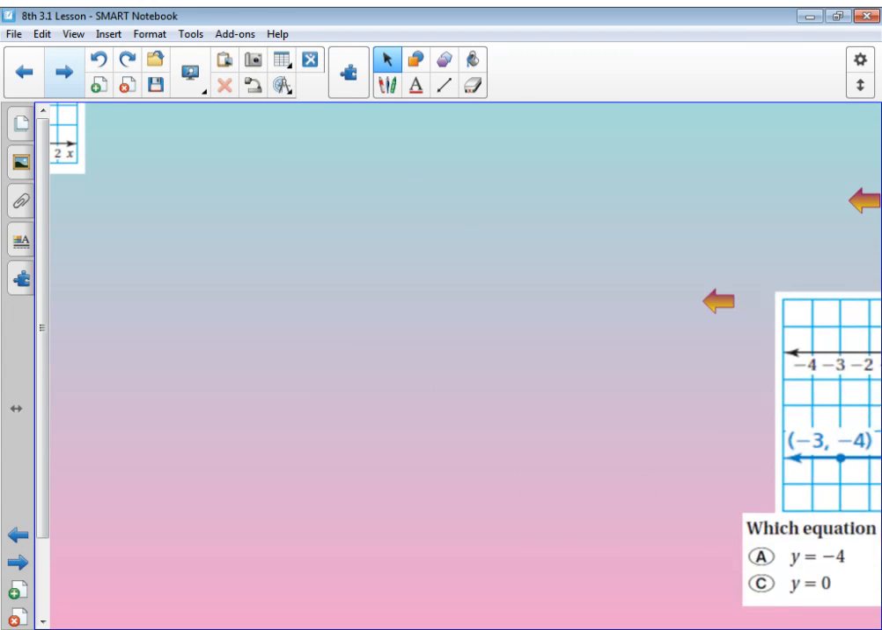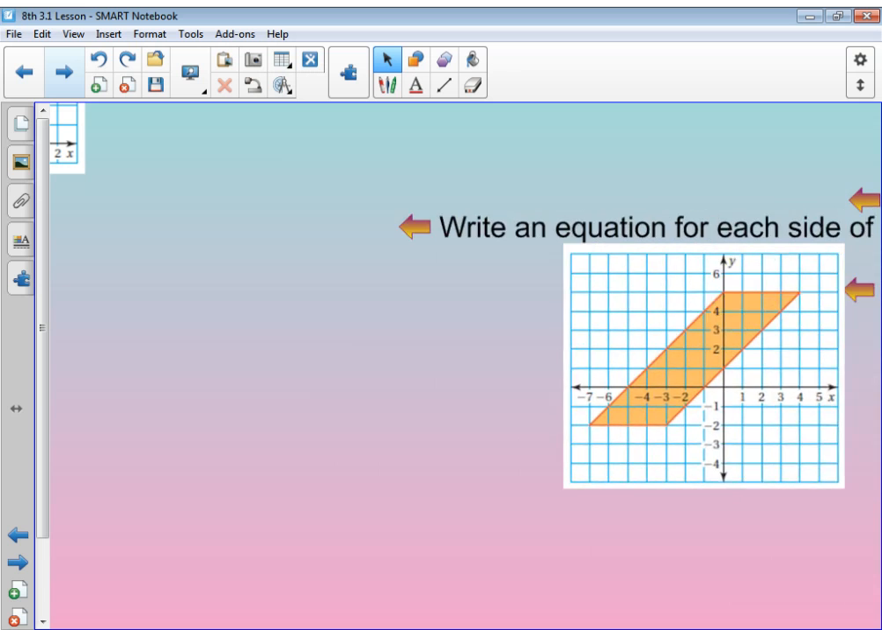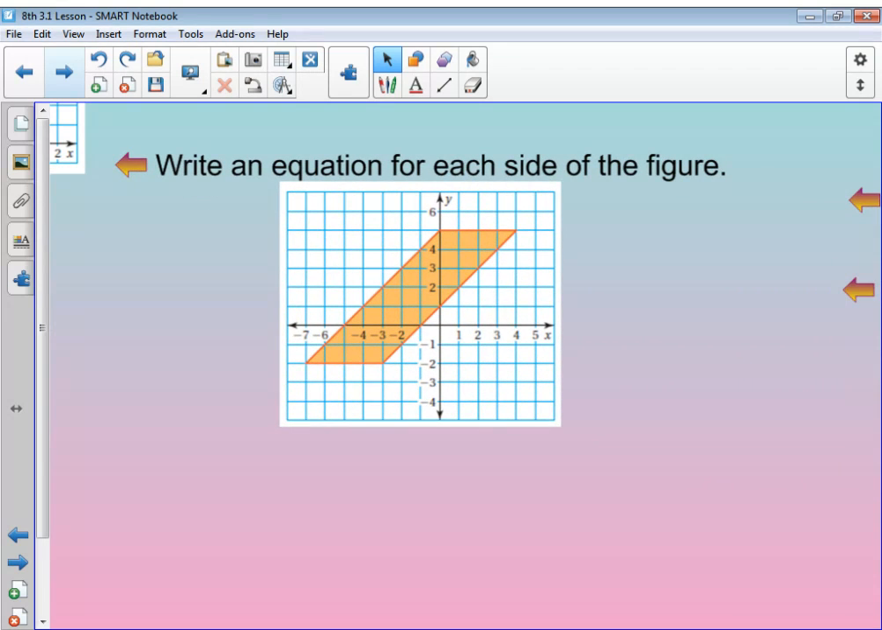Okay, so we're going to tie that into something a little more complex, and that's working with a picture that involves more than one line. So here we actually have 4 sides of this parallelogram, and this is also in your book, on page 56, kind of in the middle. This is your letter B on page 56.